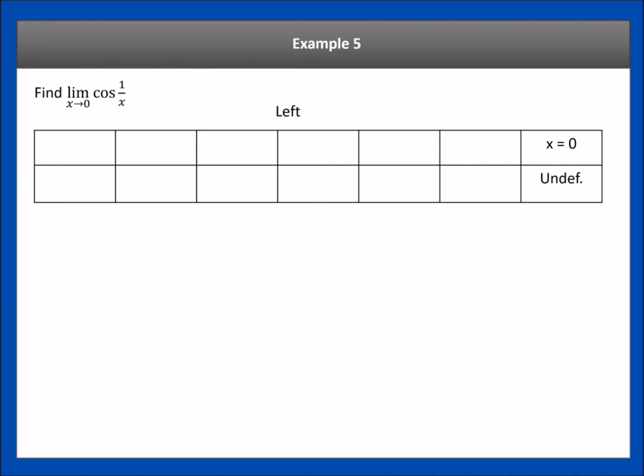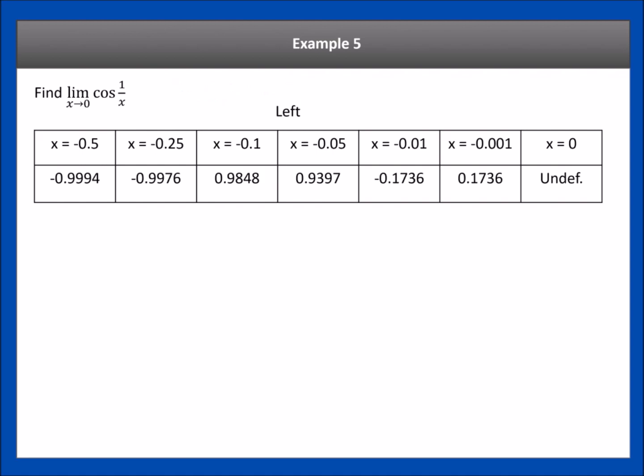So let's plug in a lot of numbers and get as close to 0 as possible, starting with -1/2, -1/4, -1/10, and so on and so forth until we get really close to 0. Let's take a look at these values. If I plug in x equals -0.5, cosine of 1 over -0.5, well, -0.5 is -1/2. So this is going to be cosine of -2. I plug that into the calculator, assuming these values are in radians, so cosine of -2 radians. I get -0.994 for that.